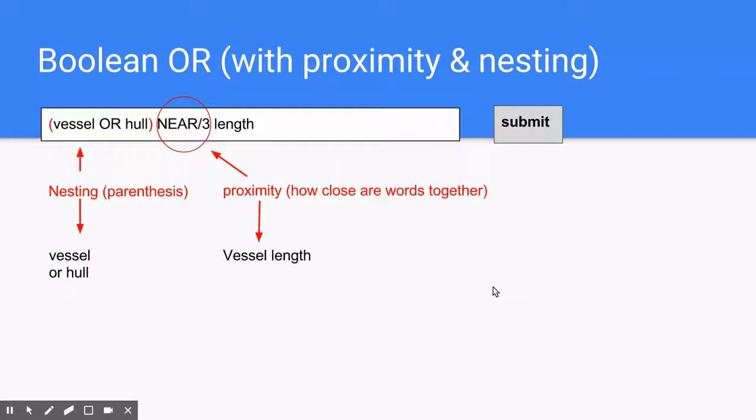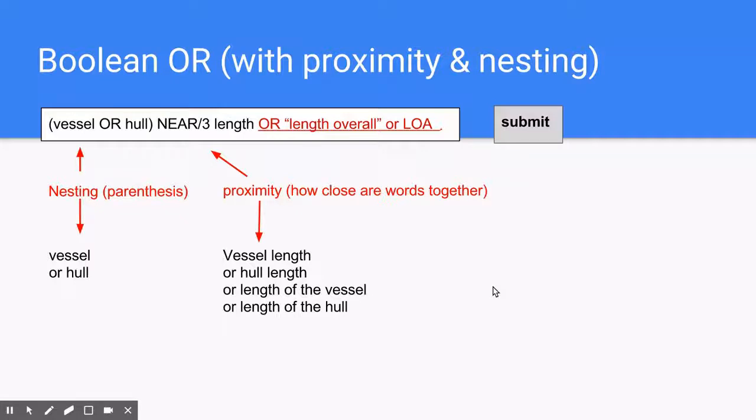How close the words are together, and this is going to get me vessel length or hull length or length of the vessel or length of the hull, right? So that's because I'm doing this adjacency or proximity search of as long as the word length appears within 3 words of the word vessel or hull.